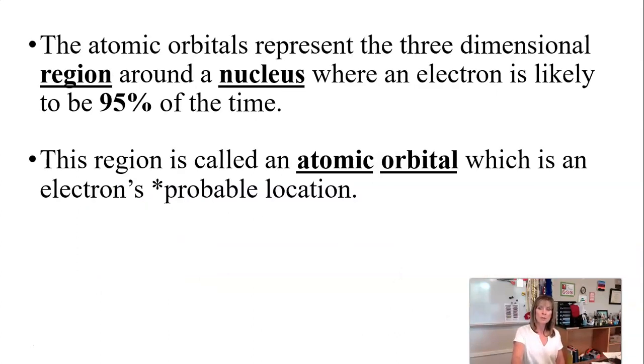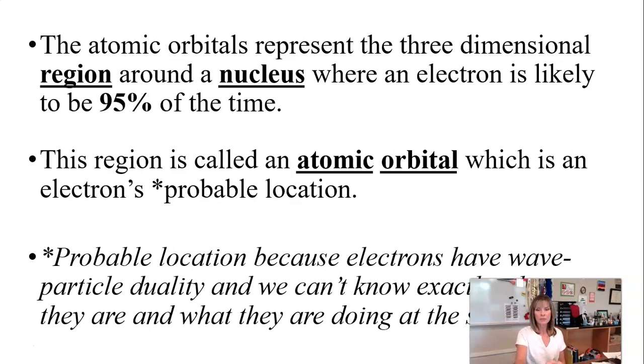The atomic orbital represents a three-dimensional region around the nucleus where an electron is likely to be found 95% of the time. So it's an area of probability. It's not a certainty, but it's a very likely probability that we will find an electron in this particular shape, depending on what atom it is and what electron it is. We can determine pretty close where that electron will be found. 0 to 5% of the time, it won't be there when we think it's there. But it's, again, an area of probability.